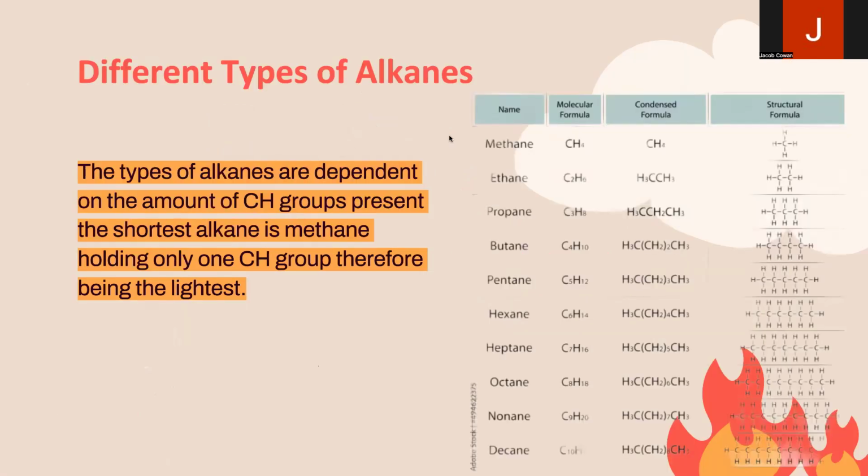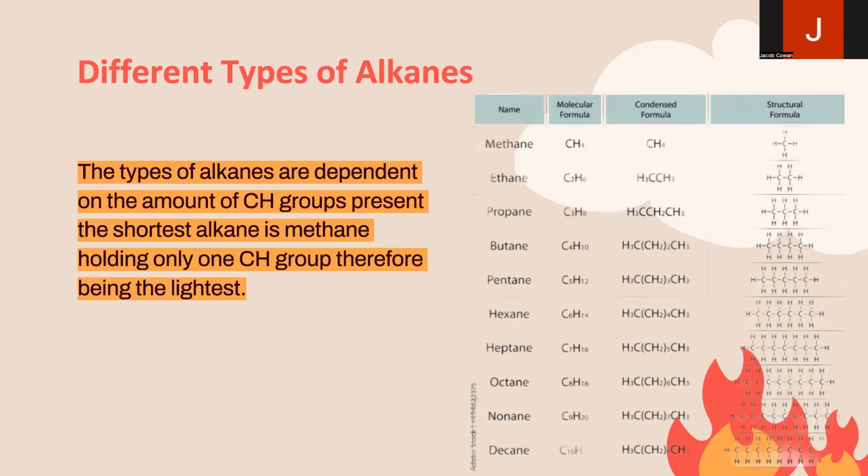So if we look at these, we have different kinds of alkanes. There's a good amount here. We have methane, ethane, propane. This is all just adding one more carbon to that chain. And if you look at the structure over here, it gets very big very quickly. So the type of alkane depends on the amount of CH groups, right? How many carbons are in there.